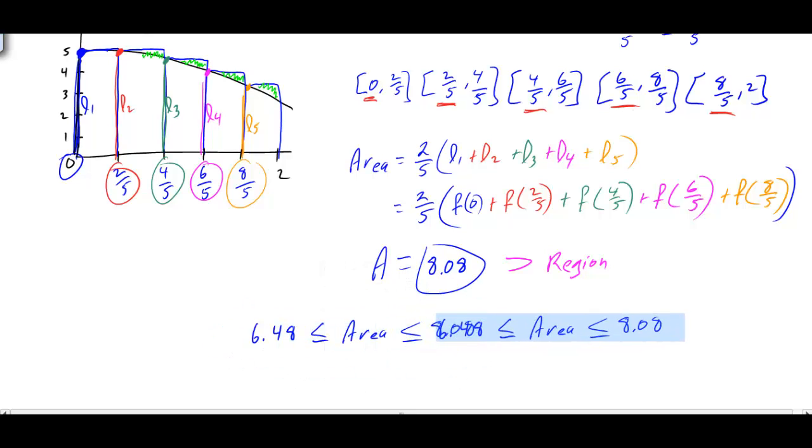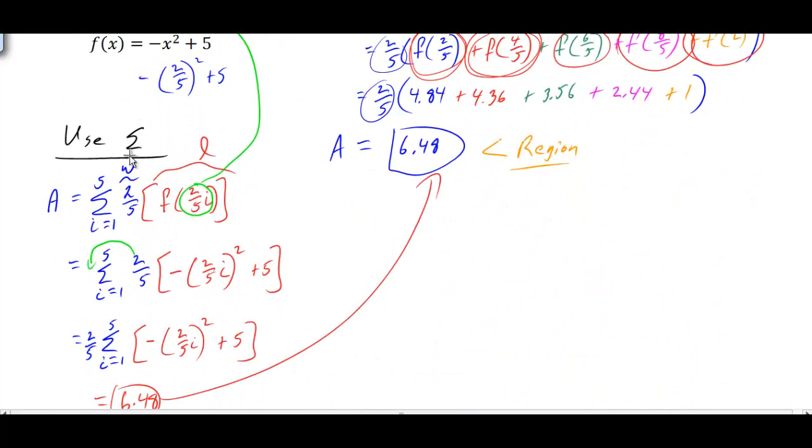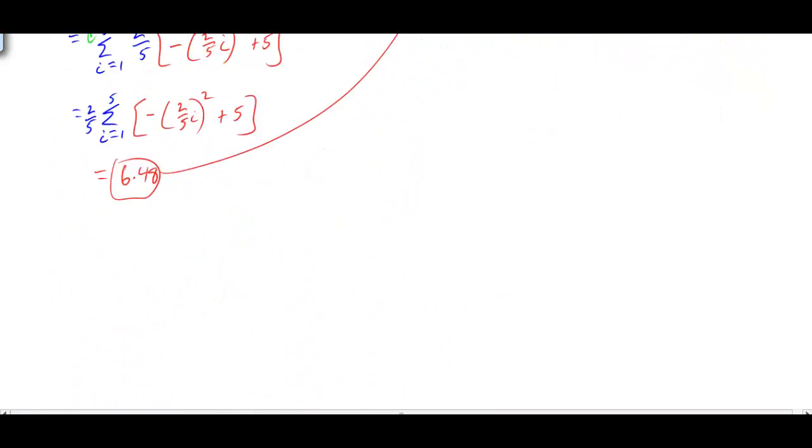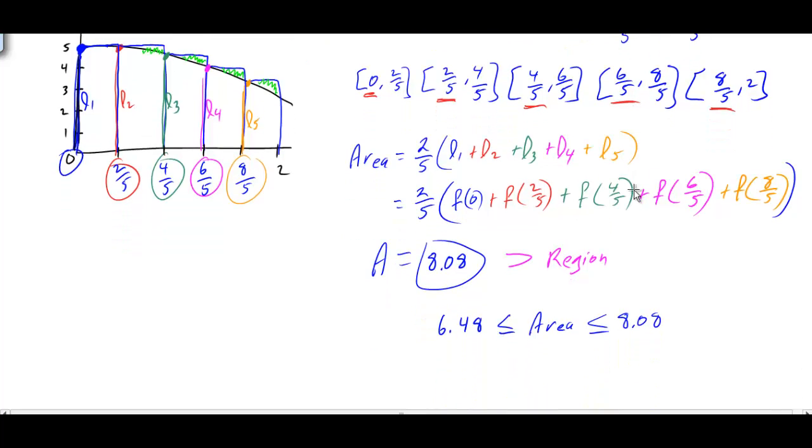Now, can we set up, just like we did above, using our sigma notation a formula that we could enter into the calculator? Now again, using this sigma notation is optional. You can certainly just do the calculations like we did here on the right by hand. All we had to do was do the substitution into the function and perform the calculations.